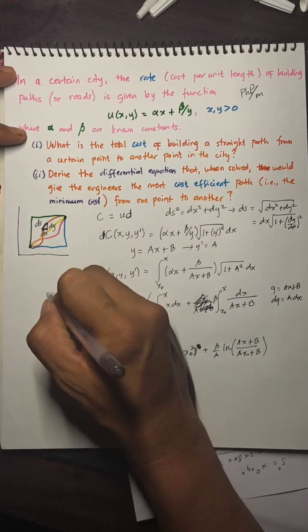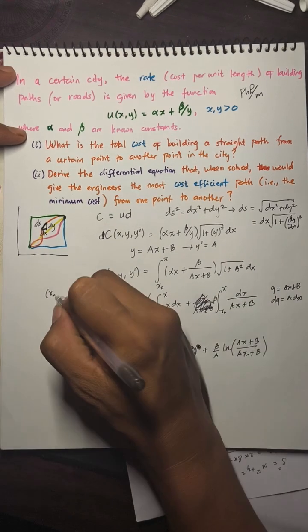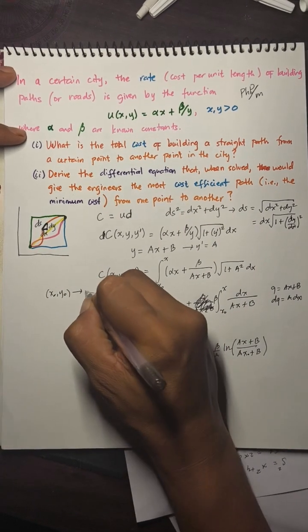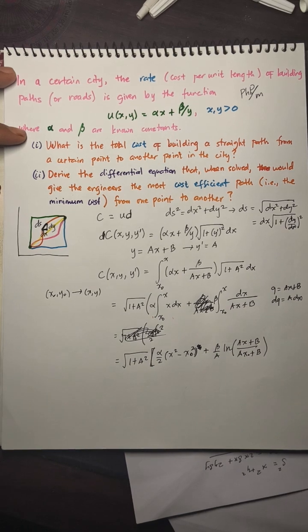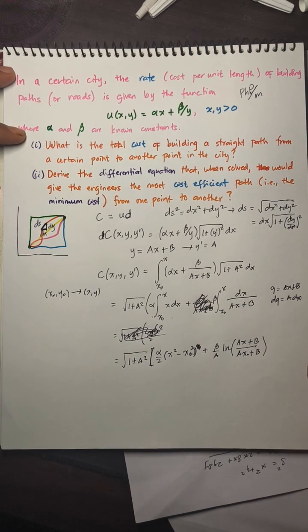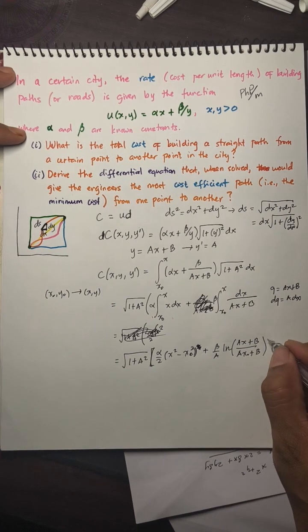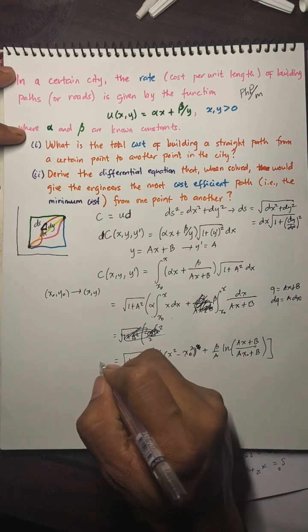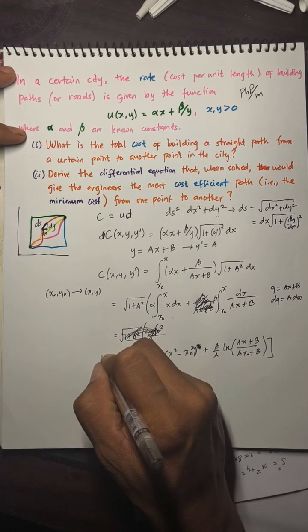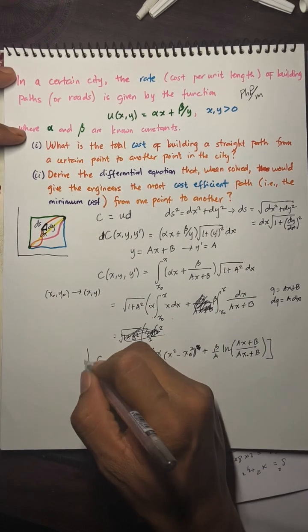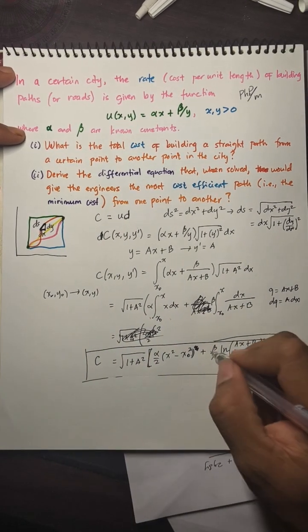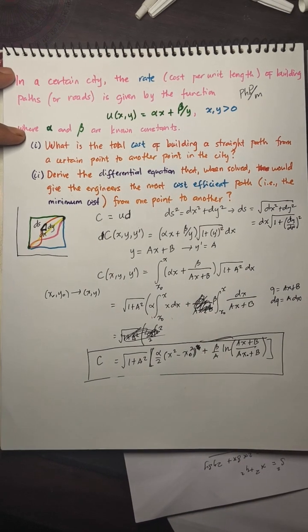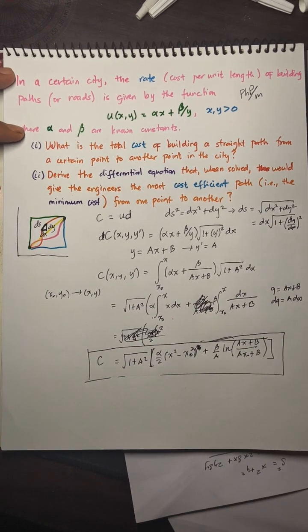By the way, we are evaluating from x naught, y naught to some point x, y. Okay, so this will now be our cost. Okay, so we're done with number one.